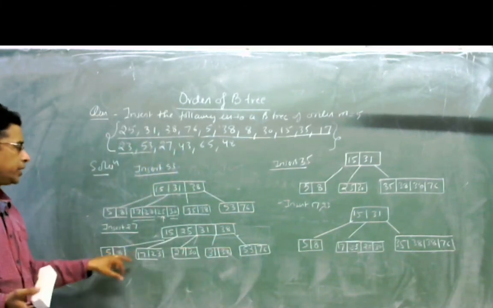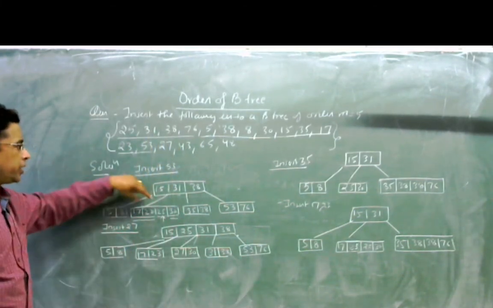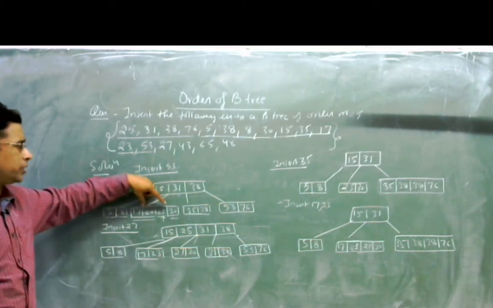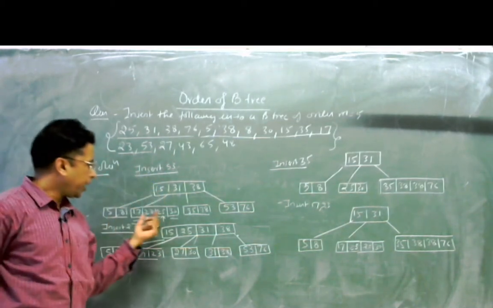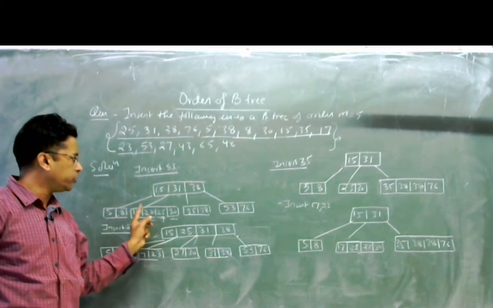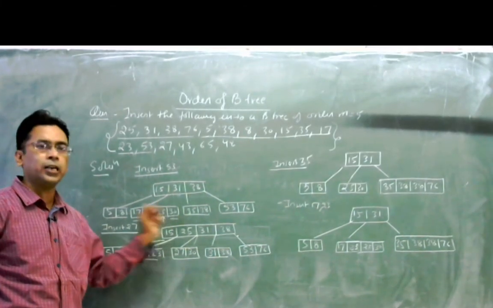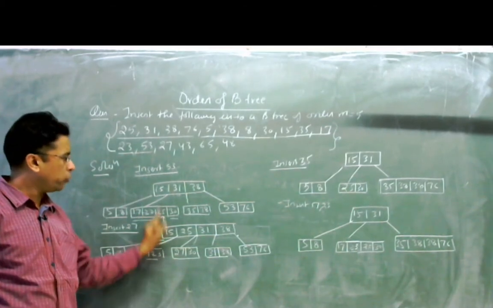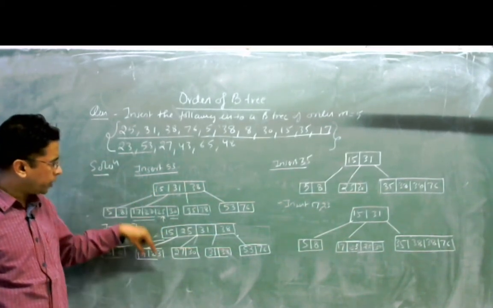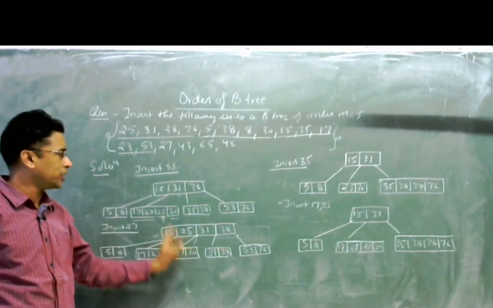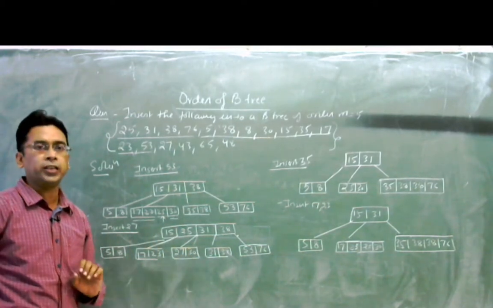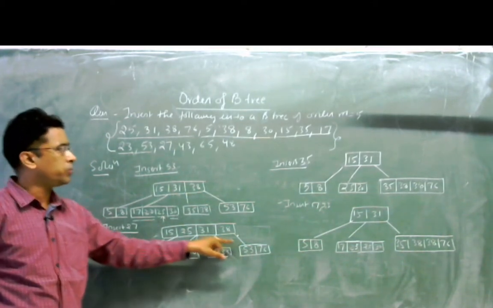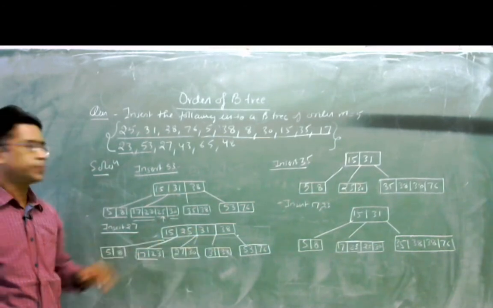So 53 and 76. Here in this node, assume that 27 is inside the node and the 5 numbers are 17, 23, 25, 27 and 30. Then the median number would be 25. Then 25 moves upward, and 17, 23 become the left child, and 27, 30 become the right child. So after splitting, this will look like that.